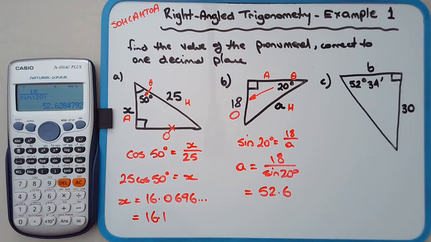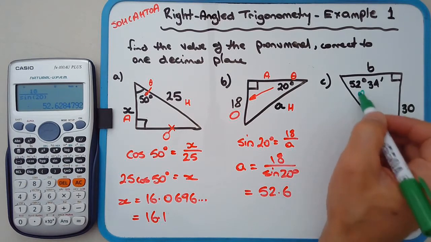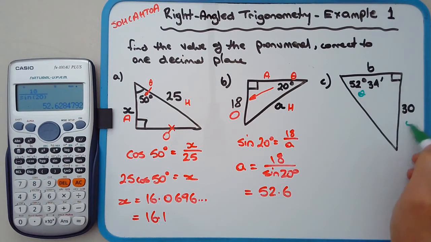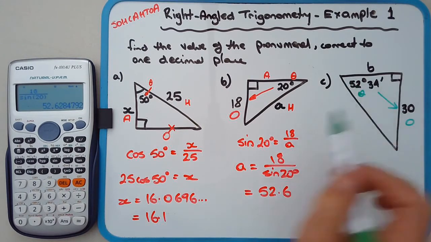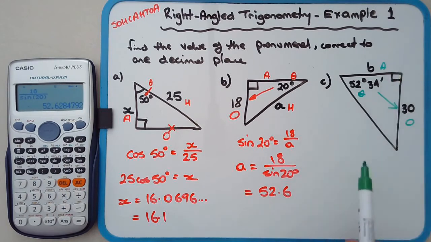I'm going to change the colour of the pen because red's getting boring. All right, what do we have here? Let's label the triangle first. We have an angle, that's our theta. 30 is the opposite side because it's well away from the angle theta. And B will be our adjacent side.